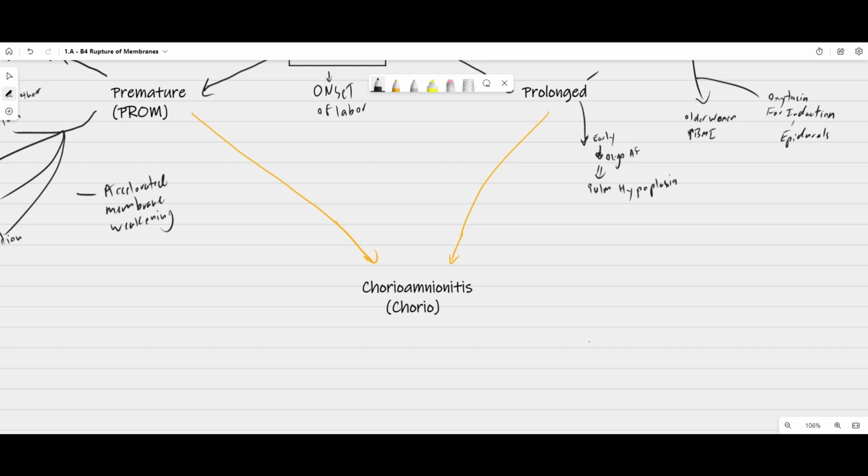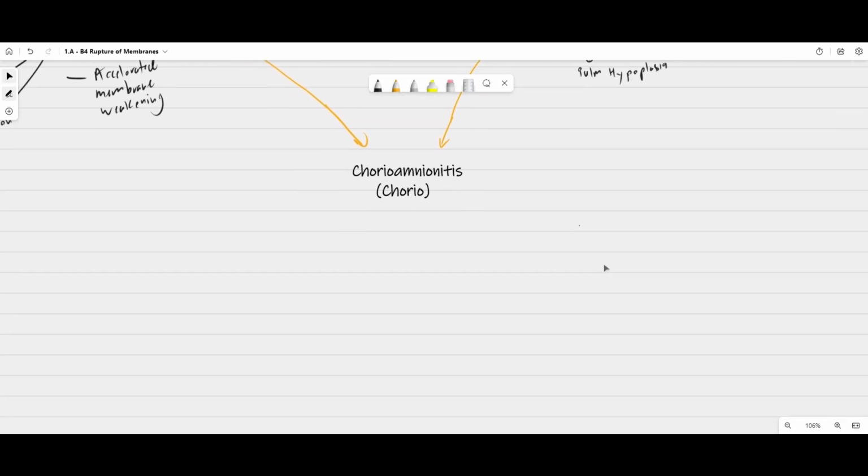Now let's talk about chorio just a little bit because there's a big one about that we'll have to talk about a little bit more. So first trimester. If we have this occurring in the first trimester, it's usually due to some kind of abnormal cervical vaginal flora. These are things like bacterial vaginosis and aerobic vaginitis.